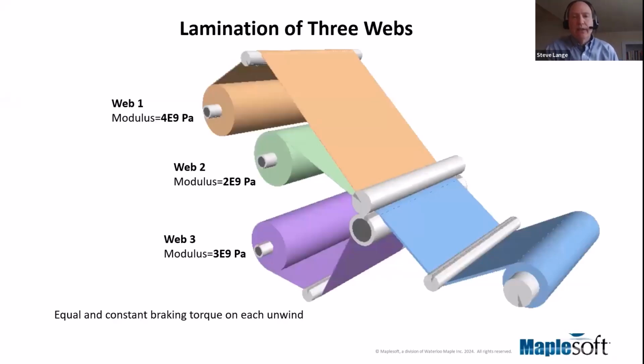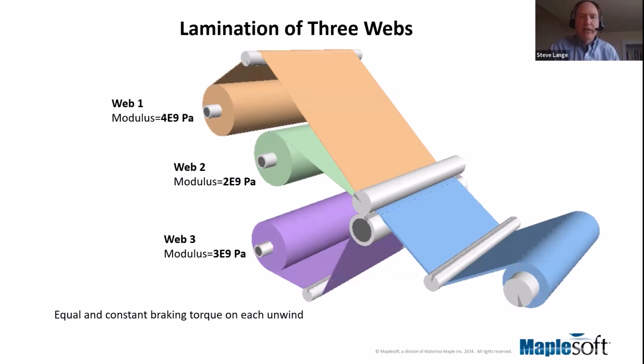So let's take a look at one example using the web handling library. In this example, we have 3 webs. They have different modulus, which is the slope of the stress strain curve. In this case, the top web is the highest modulus web. The lowest modulus web is in between, web number 2. It's half the modulus. And web 3 is in between those two.